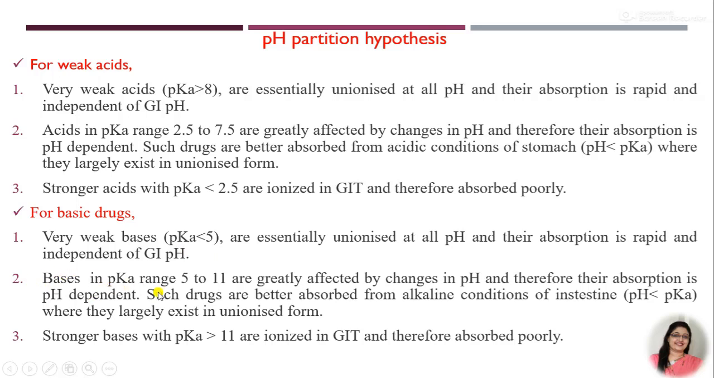Bases in the pKa range from 5 to 11 are greatly affected by changes in pH and therefore their absorption is pH dependent, and such drugs are better absorbed from the alkaline conditions of intestine where they largely exist in unionized form. For stronger bases with pKa greater than 11, they are ionized throughout the GI tract and therefore they are poorly absorbed.